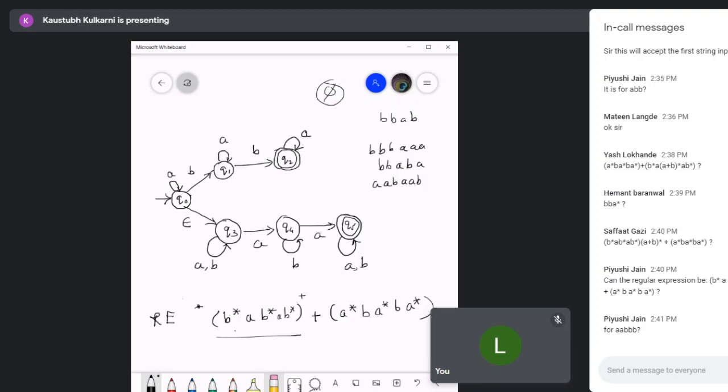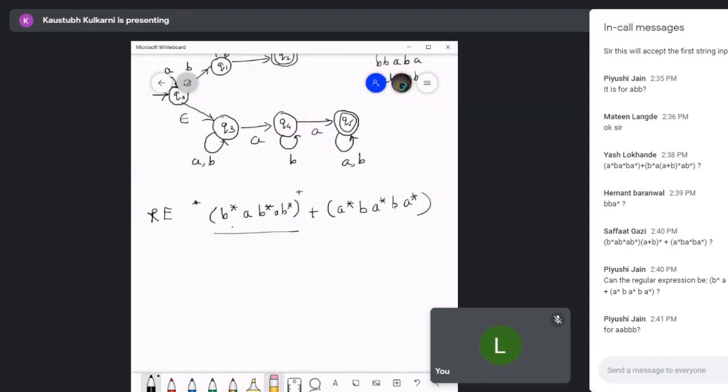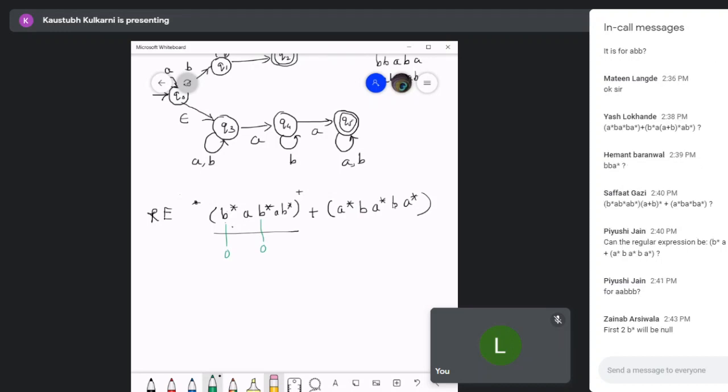Okay, then what is the next question? What if the string is A A B B B, 2 times A and 3 times B? In that case again, 2 times A and 3 times B. Again, this part will be used. So, I'll show it like this. Zero occurrences for this, zero occurrences for this, 2 times A, and this will be 3 times, and this will be 1. This will be 1.